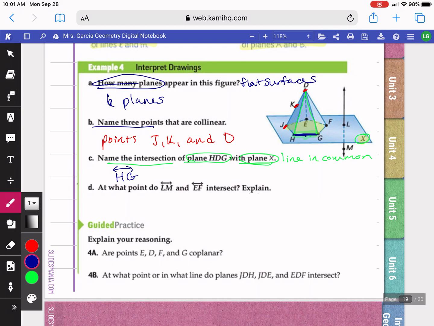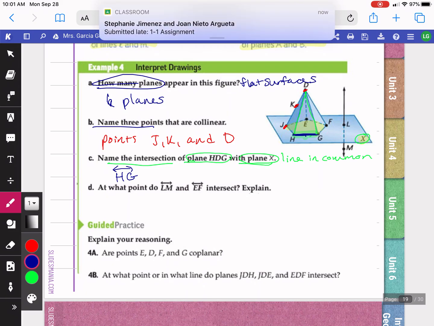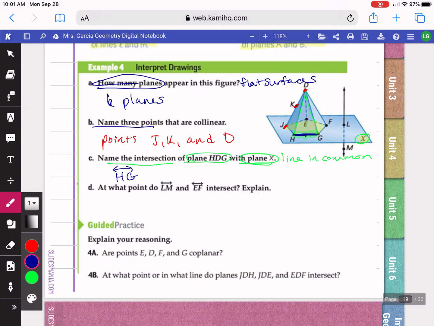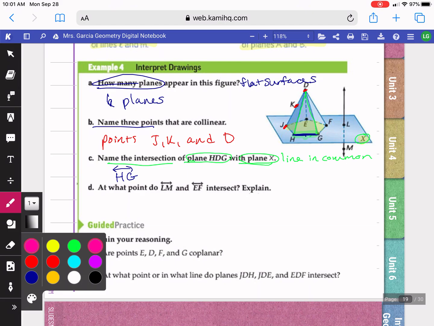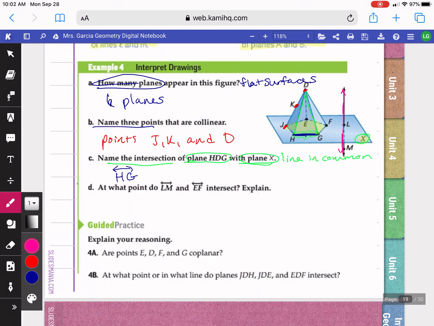D wants to know at what points do LM and EF intersect. So LM and EF, if we look at EF and LM, those do not intersect. So we look at LM and EF. I'm going to highlight those in another color. Here we have LM. EF would be right here. Those are not going to intersect because EF finishes. It's not like a line that continues going forever and ever.